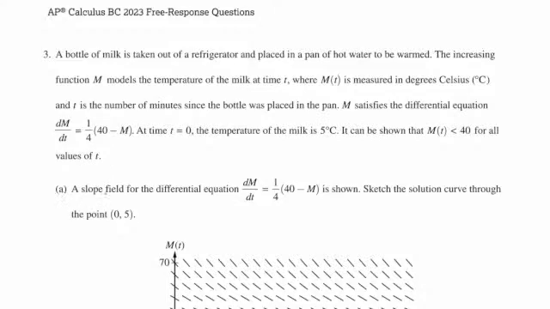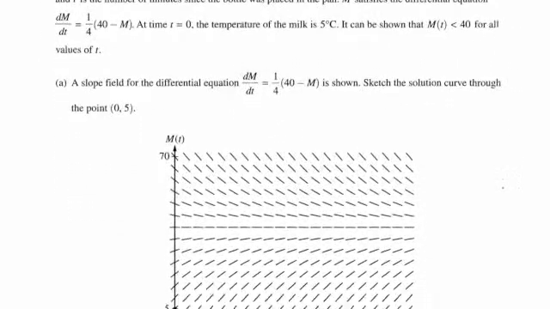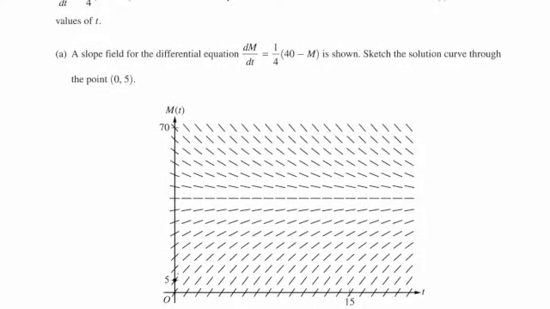So part A, let's solve. It says a slope field for the differential equation dm/dt equal to 1/4 of (40 minus m) is shown. Sketch the solution curve through the point (0, 5). So you should draw it approximately. Let me draw with another color. Okay, if you pass through this, it will be something like this, and you can continue like this. And this is our asymptote. Or if you draw it a little better, it will be something like this, and you can continue. So it wants only a sketch.